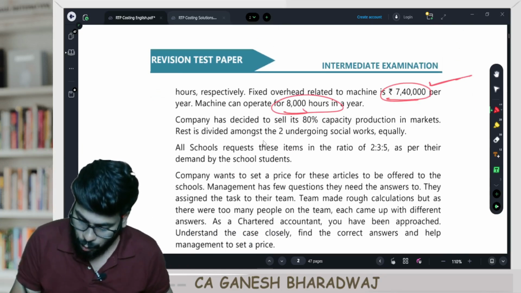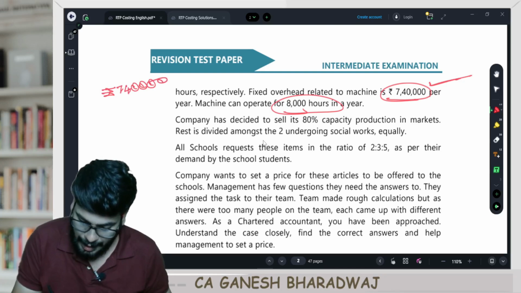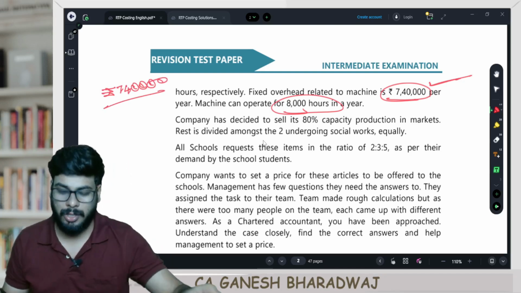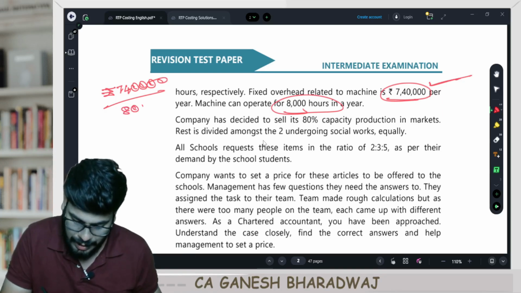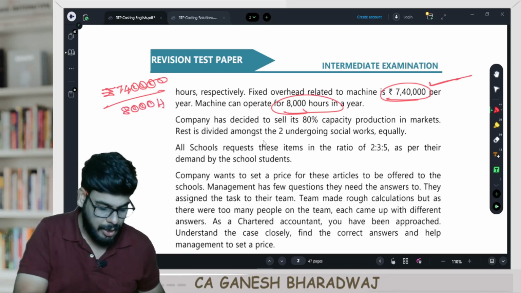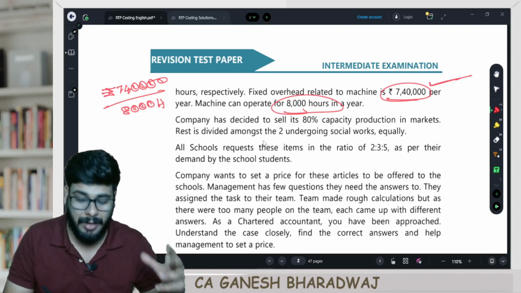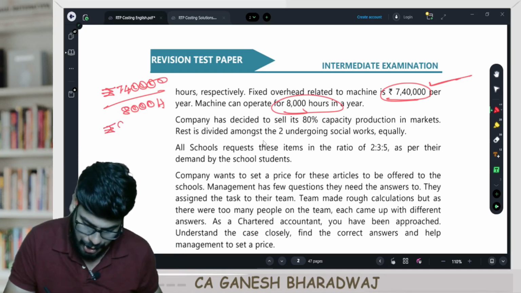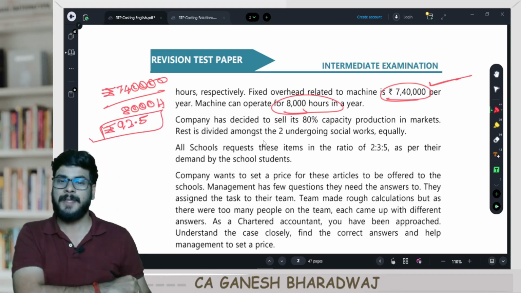If you see, the total fixed cost is how much? 7,40,000, right? And this 7,40,000 is a cost that you incur by running this machine for how many hours? 8,000 hours, which means for every hour of machine operation, what is going to be the fixed overhead cost per unit, per hour. So the fixed overhead cost per machine hour is going to be 92.5 rupees. Yes, are you clear with this?